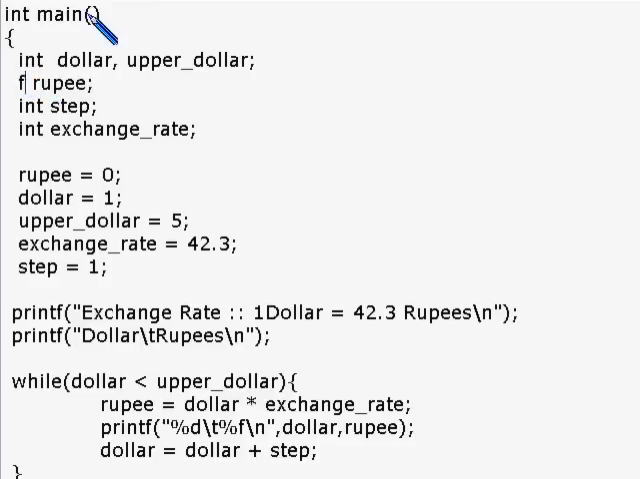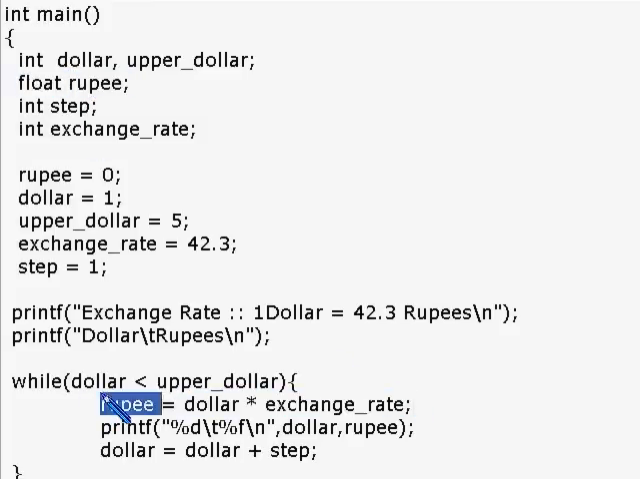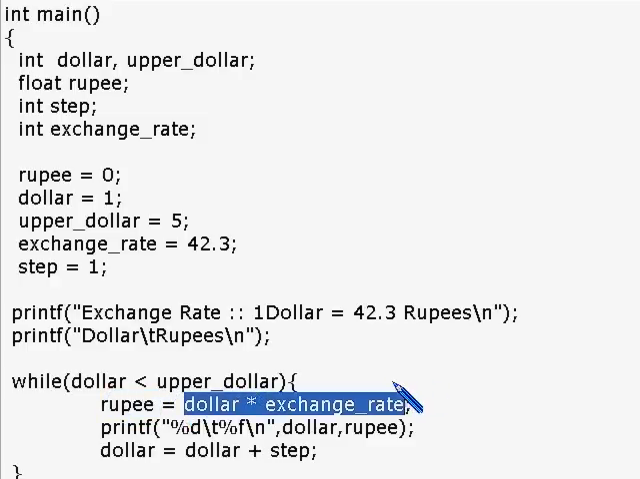So actually there are different data types like int, float, char, long, double and all that. We're going to go over the data types and variable declarations in the next 2 or 3 lessons, I promise. Now rupee is float, but as we see in this arithmetic expression, both dollar and exchange rate are integers.